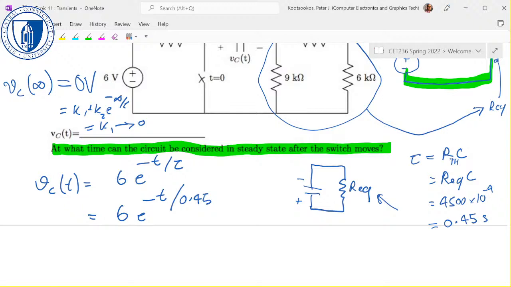And then the follow-up question, at what time can the circuit be considered to be in steady state? Well, it's just our 5 times tau. I think it's 2.25 seconds. As I said, capacitors tend to have bigger time constants than inductors. Tend to, not always. You can get some very small capacitances and very large capacitances, and very small capacitances tend to give you much smaller time constants. Picofarads, even.